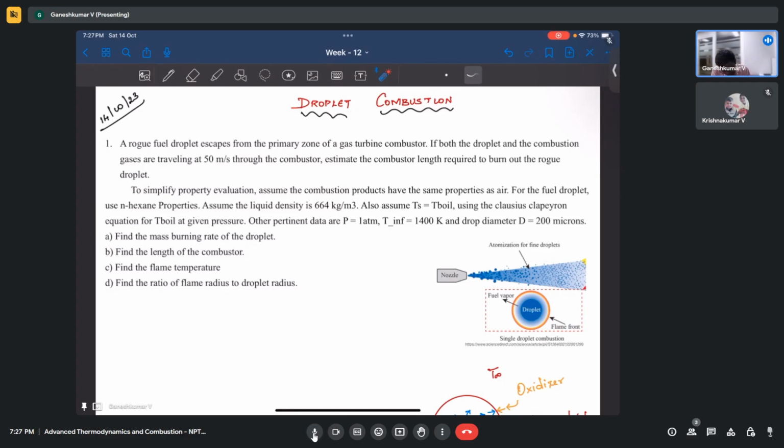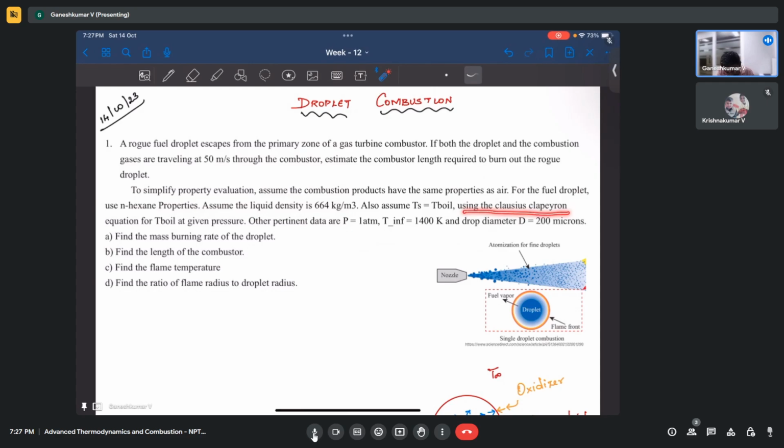There are a few quantities given in the question. To simplify property evaluation, assume combustion products have the same properties as air. So the gases coming with this droplet have the same properties as air. For the fuel droplet, use n-hexane properties. So the fuel is nothing but n-hexane. Assume the liquid density is 664 kg per meter cube. This is the droplet liquid density. Assume Ts, the surface temperature, equals T boiling, the boiling temperature of the droplet.